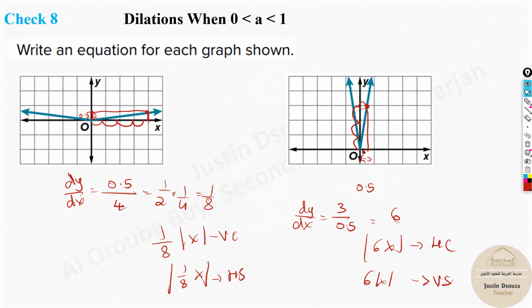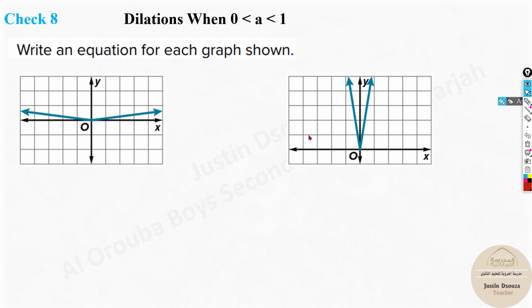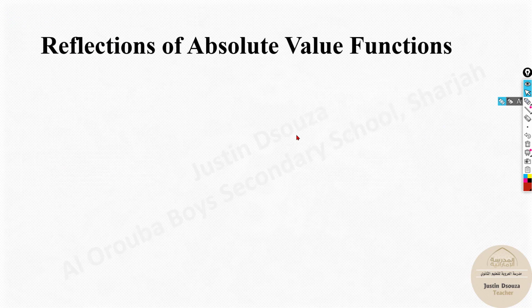That's it. Here the same thing. Y-axis is 1, 2, 3. What about x-axis? Half. So 3 by half. We will move on now to the next type, reflection. Another easy topic. Reflection is always plus or minus values.